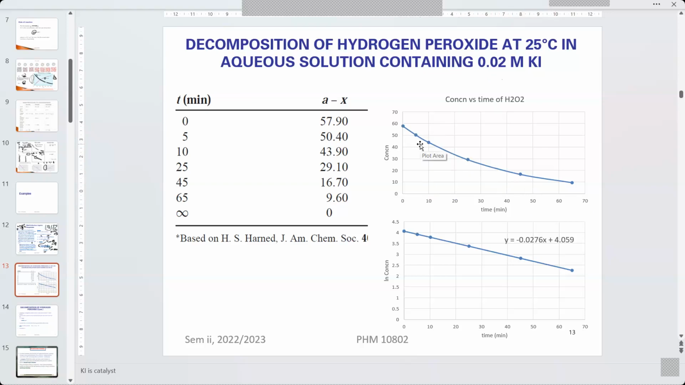So the second thing we try is to plot, as I said, ln concentration versus time. Here we get a straight line. So this is first or second order? This is first order. Okay?